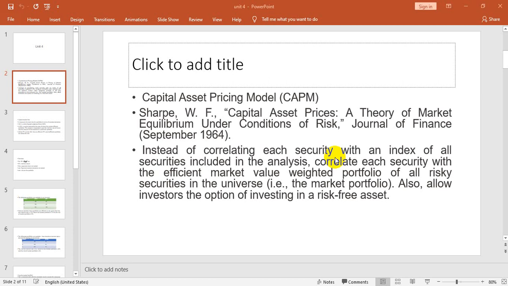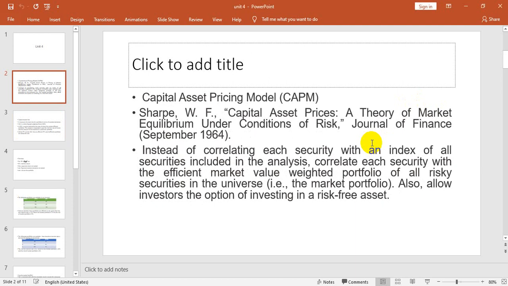In order to reduce the impact of risky securities, allow investors the option of investing in the risk-free asset. So CAPM basically is divided into two: capital market line and security market line.